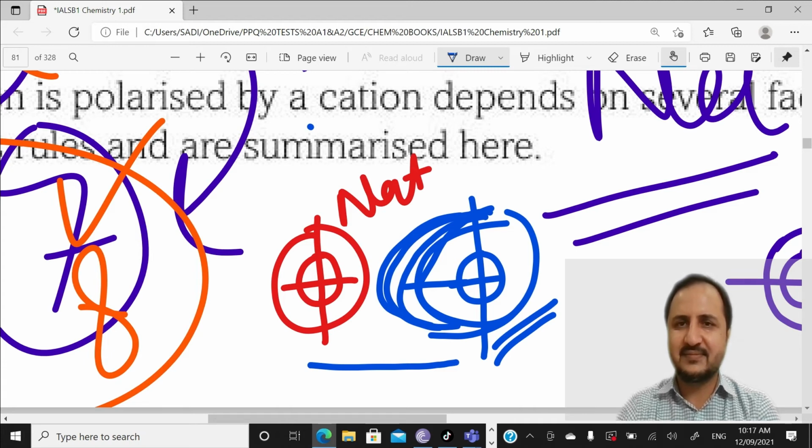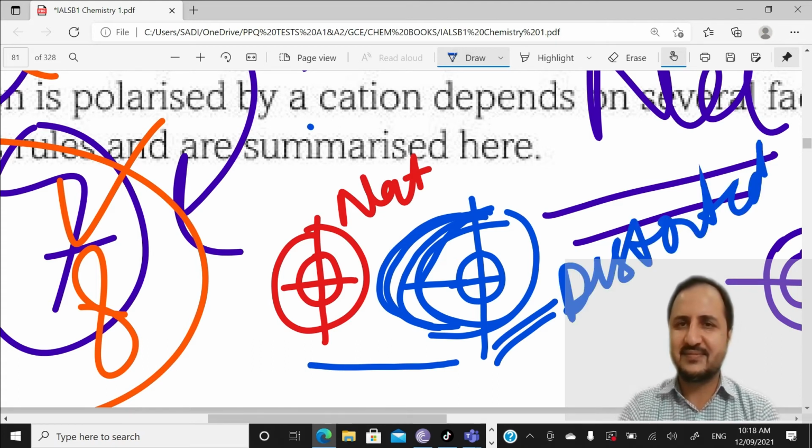The negative ion is polarized. The negative ion is disturbed. The structure is called distorted. This is called distortion. So the negative ion will be distorted and the positive ion has the power to distort it. This deformation of structure never happens to sodium or the positive ion. This will always happen to the negative ions. Are you with me? Yes, sir.